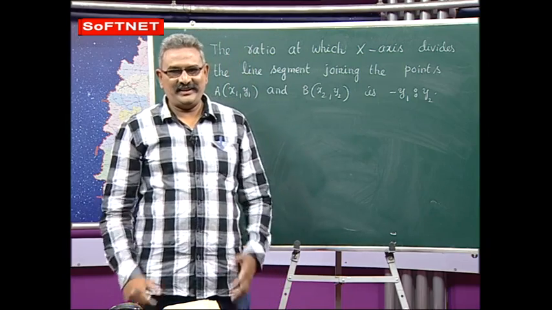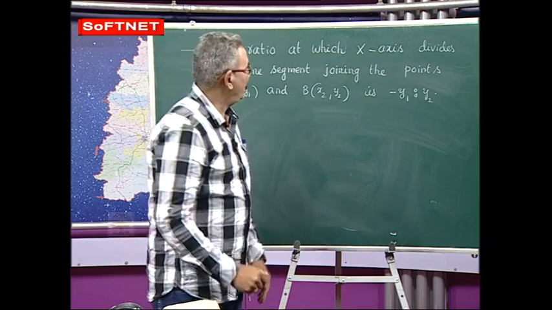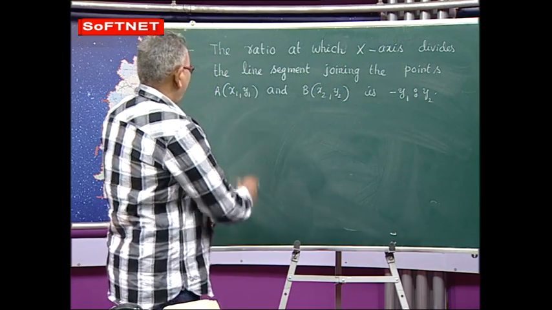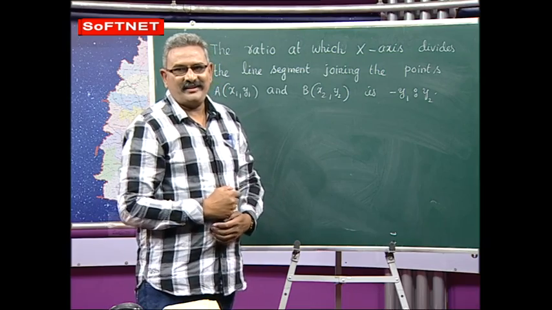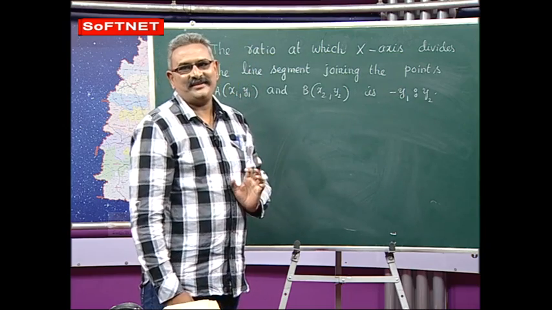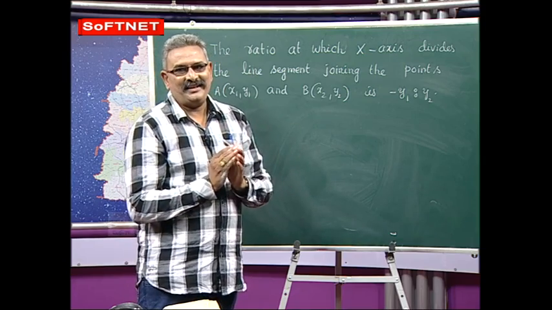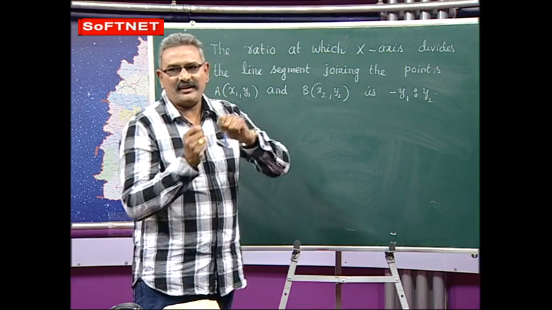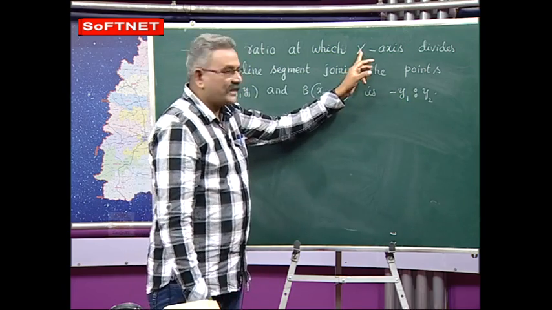Okay. In the similar manner, think for a while, the ratio at which the y-axis divides the line segment joining the points A(x1, y1) and B(x2, y2). Yes, you are correct, that is minus x1 is to x2 only we get it, because on the y-axis the x coordinate is 0, abscissa is 0. Since abscissa is 0, equating the x coordinate of the point to 0, we get minus x1 is to x2. Instead of x-axis, y-axis is there.